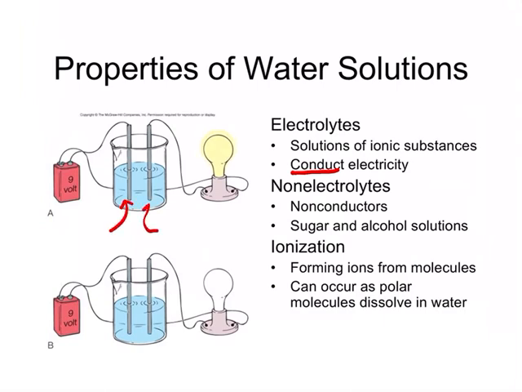So, you can stick this cool apparatus in and it can actually create a light because of those electrolytes that are in there, which are just ions. We've talked about ions. It's where it's taking those different chemicals and separating them into positive and negative charges. And whenever you do that, since you've got positive and negative charges, you can create electricity with it. Non-electrolytes are non-conductors. That's like sugar and alcohol solutions. So ionization is forming ions from molecules.